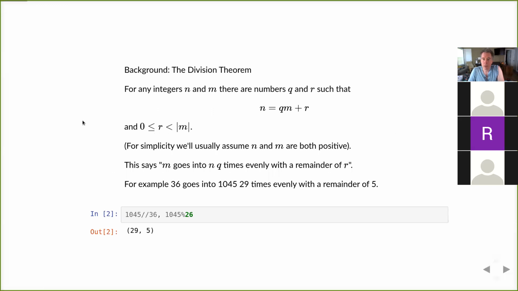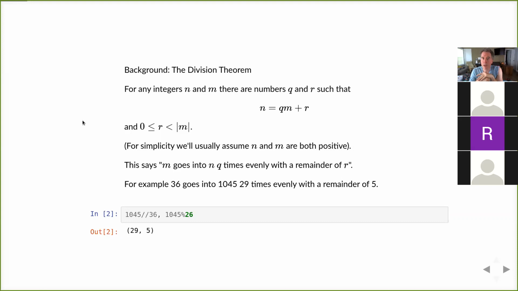This is the basic theorem in number theory that makes modular arithmetic possible. It's called the division theorem. Even though it looks a little bit weird when you say it like this, you started studying this in like 3rd or 4th grade. So when you take any whole numbers, any integers n and m.